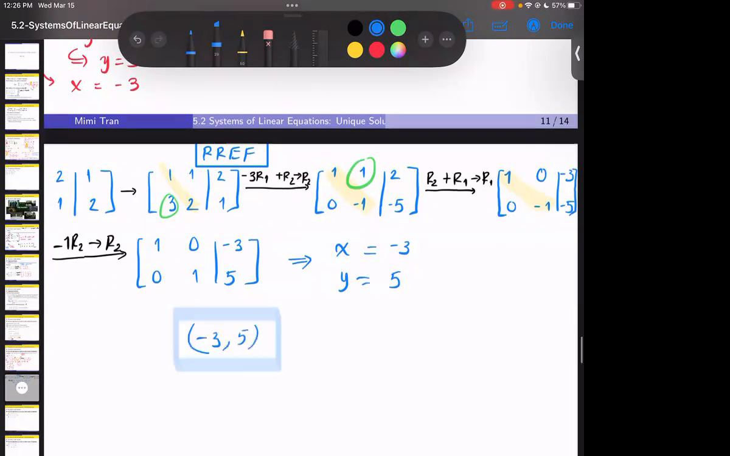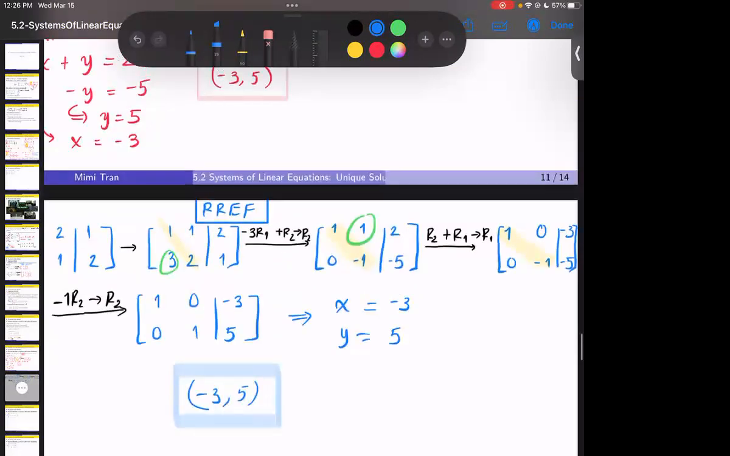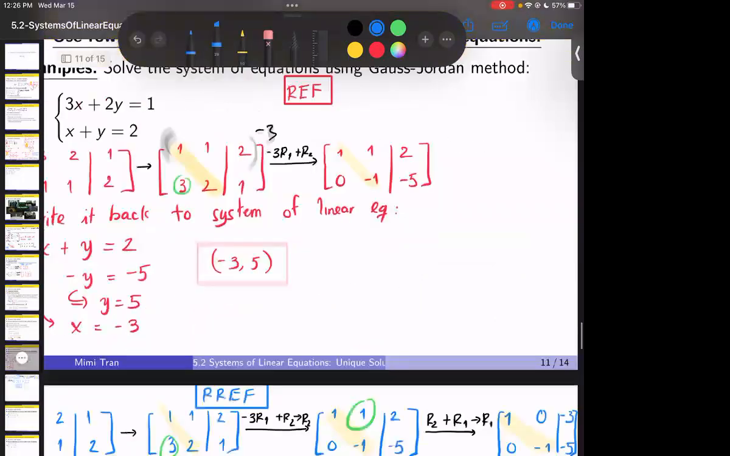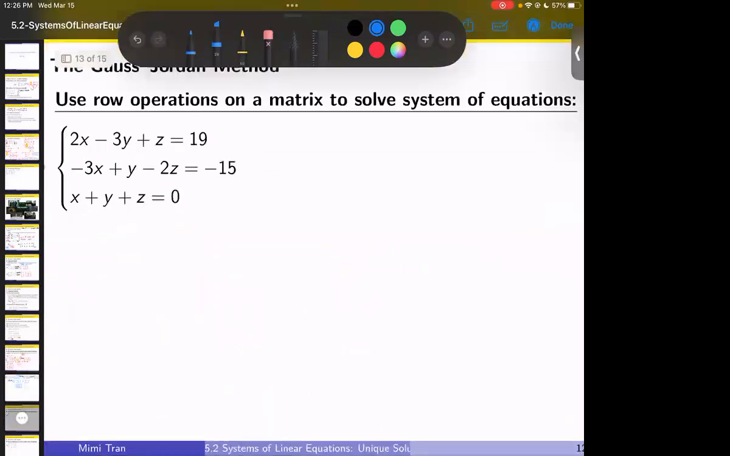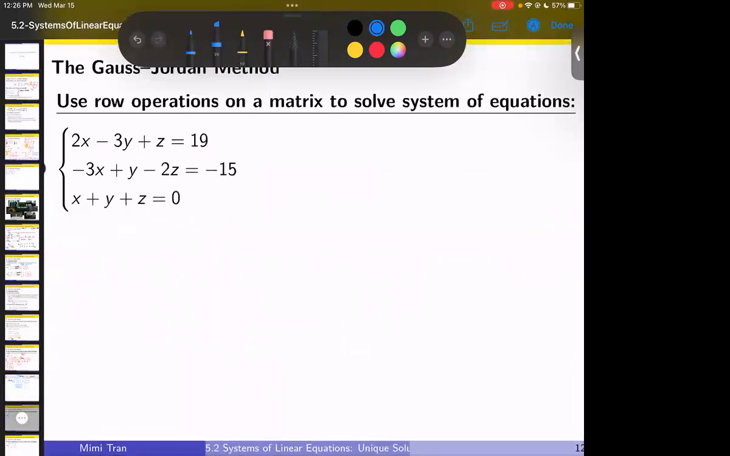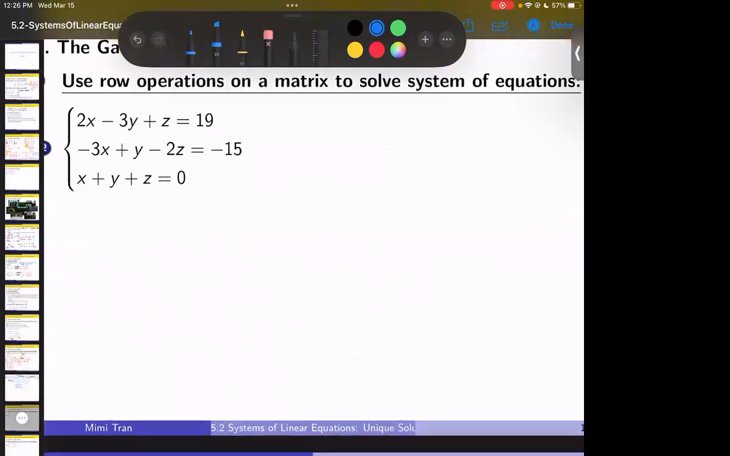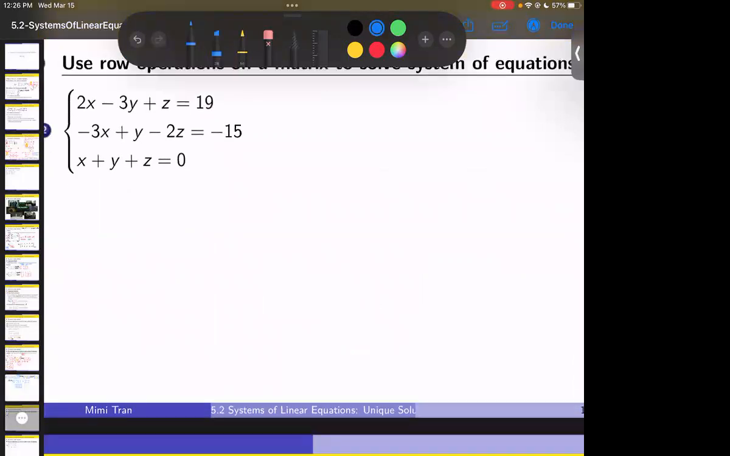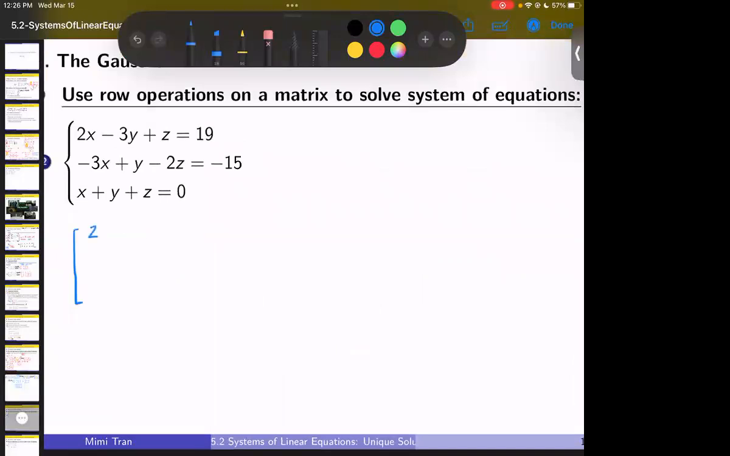All right, so next example, I'm going to do row reduced echelon form. I'm not going to bother to show you both, and it's harder. It's 3 by 3. The least you can do is write out the augmented matrix. I'll give you a point just to do that. 2, negative 3, 1, 19, -3, 1, -2, -15, 1, 1, 1, 0.